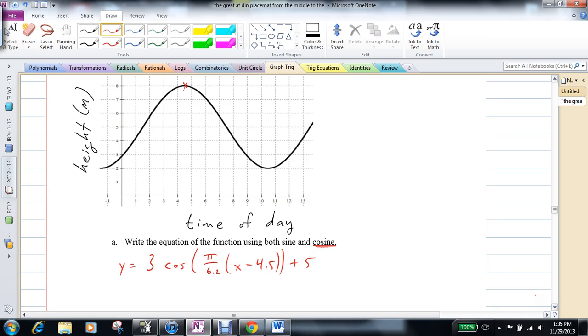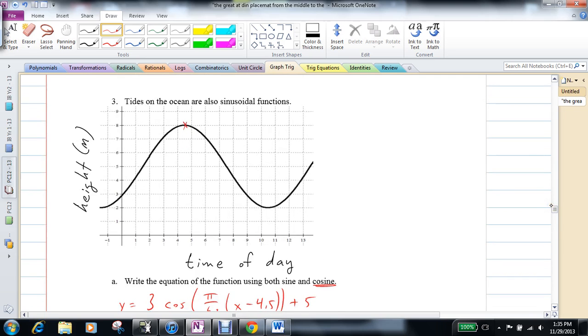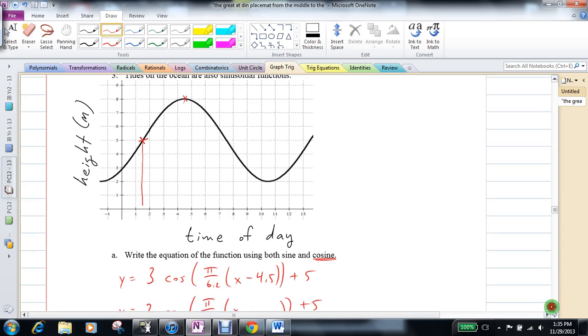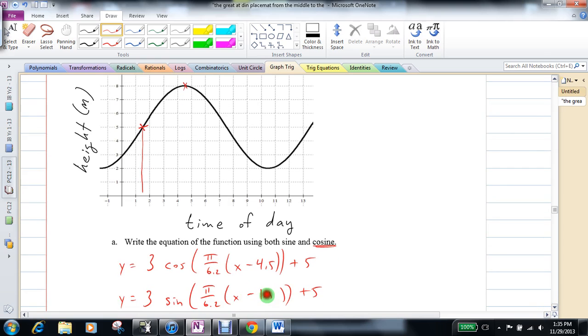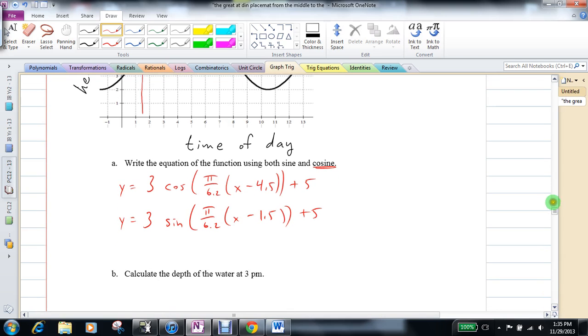If I had a sine curve, as you know, nothing would change in this equation except for my horizontal phase shift. My sine curve would have to start halfway between 2 and 8, and that occurs at 5, and that location looks to be 1.5. So it would still be a minus because I would be moving to the right 1.5.